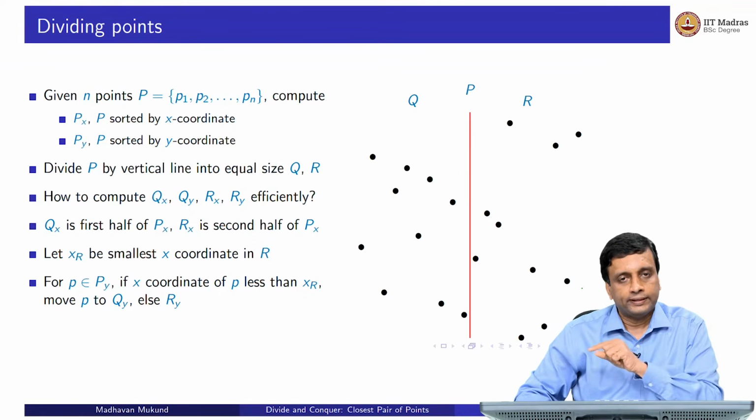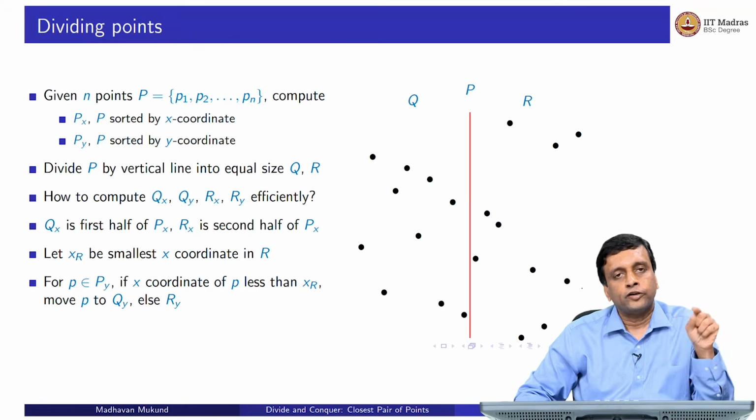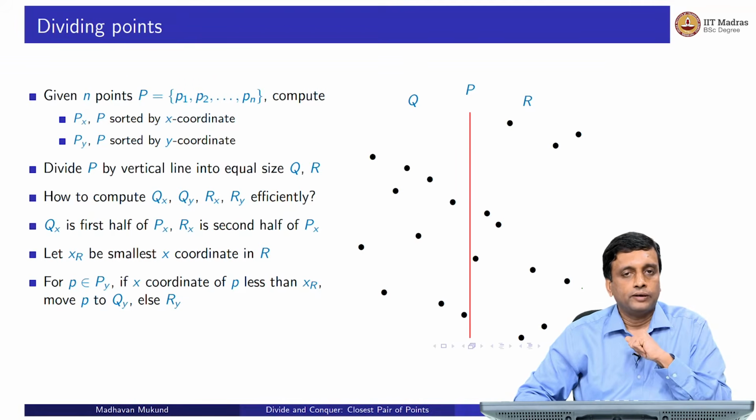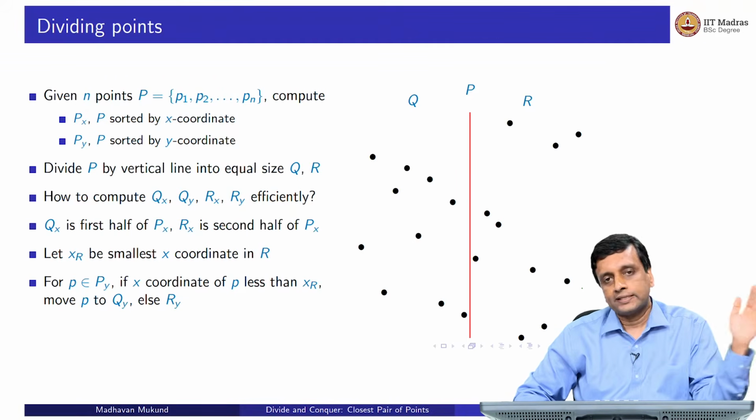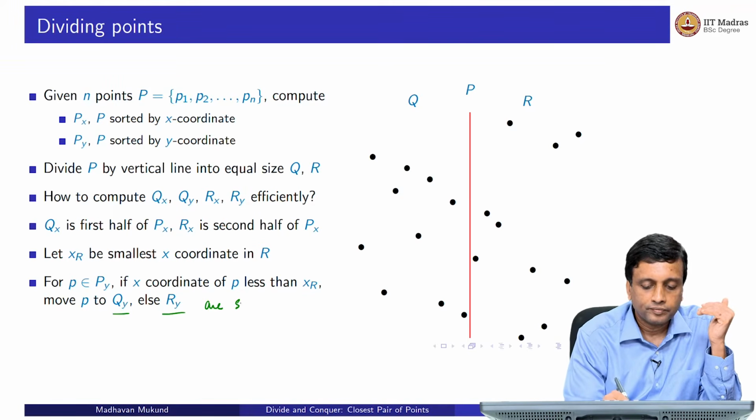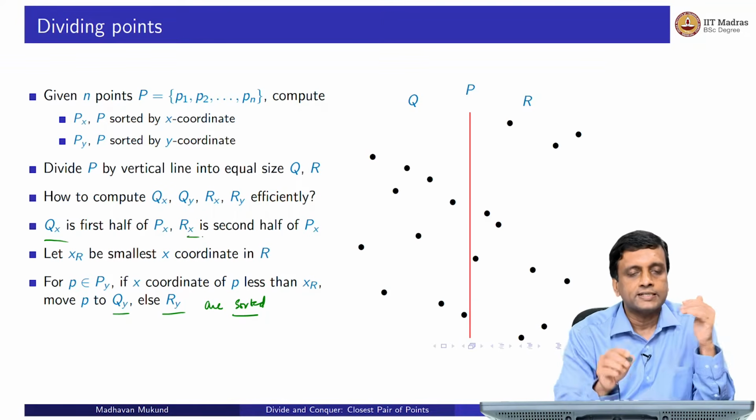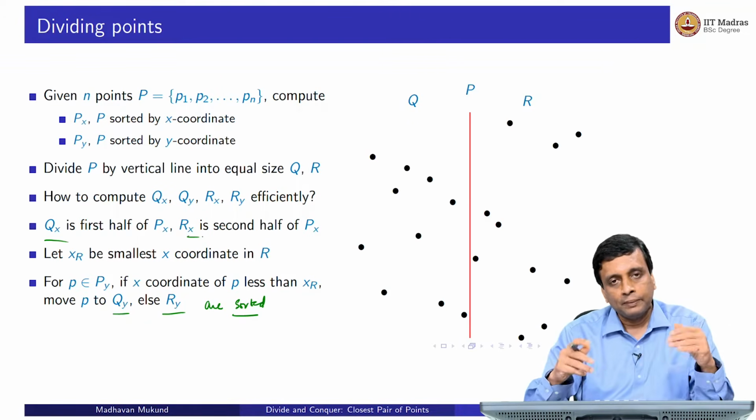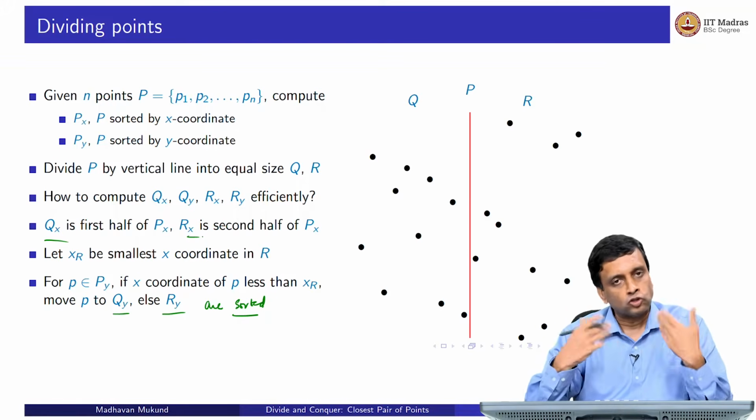For every p in py, in sequence, if the x coordinate of p is less than xr, I put it in qy. If it is at least xr or more, I put it in ry. And this happens in one scan, and in one scan notice the point is that qy and ry are sorted, right. I don't have to sort them again. Now these are clearly sorted because they are the first and second halves of a sorted list, but these are being built up in sorted order, so they are also sorted.